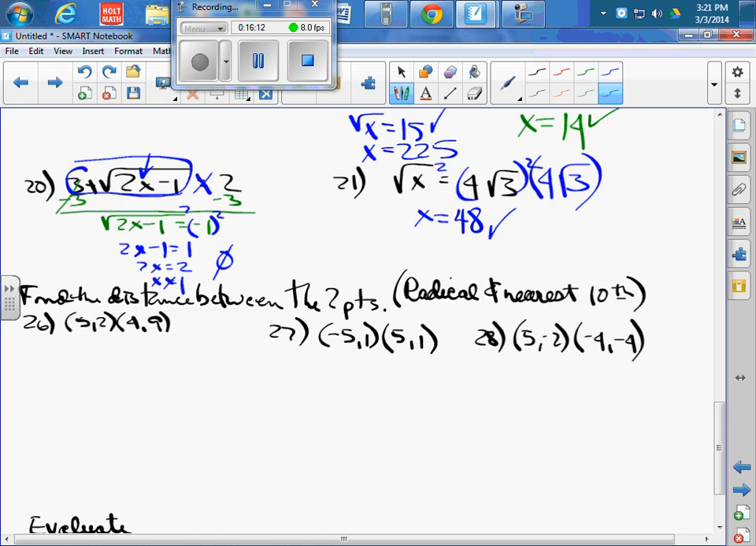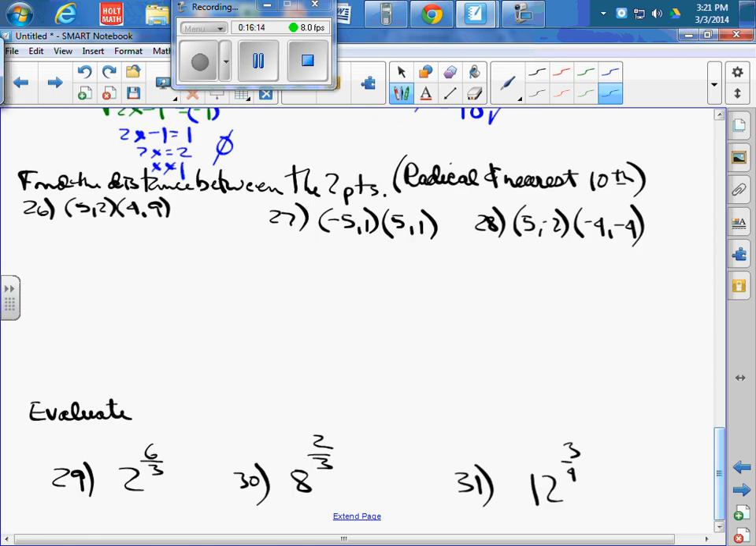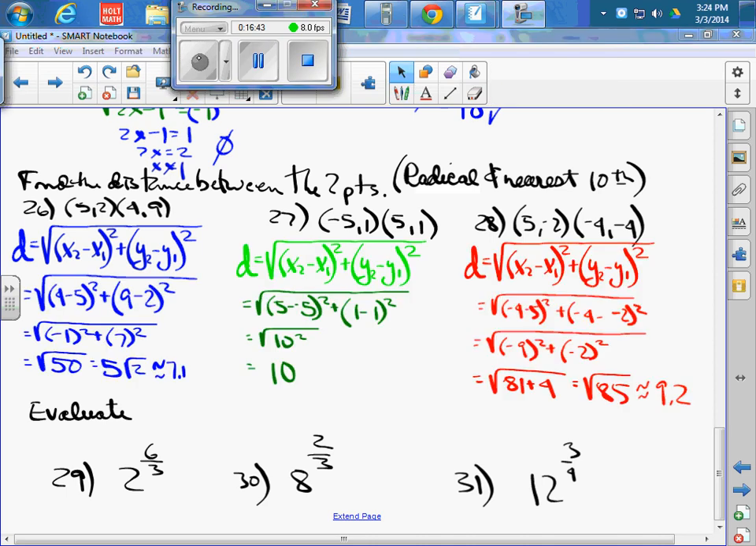In numbers 26, 27, and 28, use the formula D equals the square root of the quantity x2 minus x1 quantity squared plus y2 minus y1 quantity squared. You do numbers 26, 27, and 28 on your own. Come back and see if that's what you got for your answers. Go ahead and pause the video and come back when you're done.